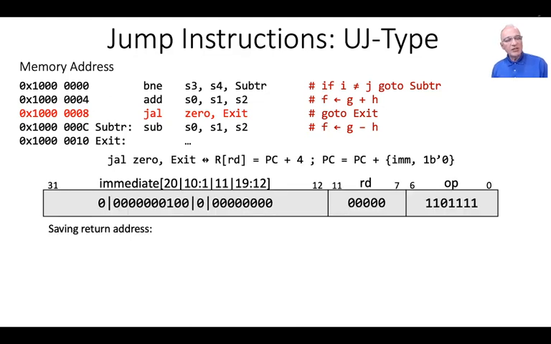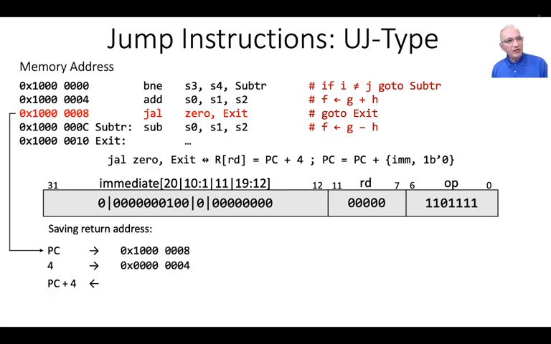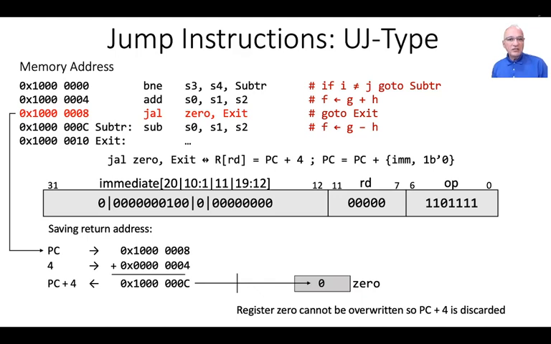So first, let's take a look at saving the return address. What the jump and link instruction does is take the current value of the PC, add 4 to it to obtain the value of PC plus 4, and then write the result of this addition into the specified destination register. But in this case, I specify the register 0 as the destination register. The value of the register 0 can never change. Therefore, the value PC plus 4 that was just computed will be discarded because it's not needed for an unconditional jump instruction.